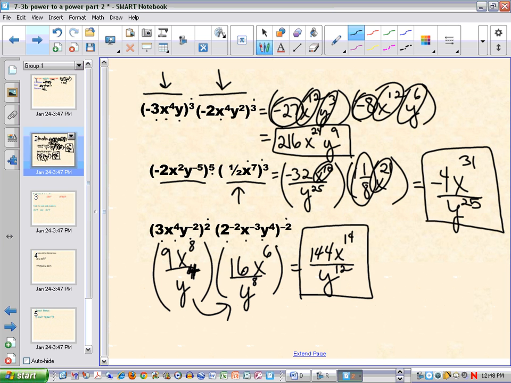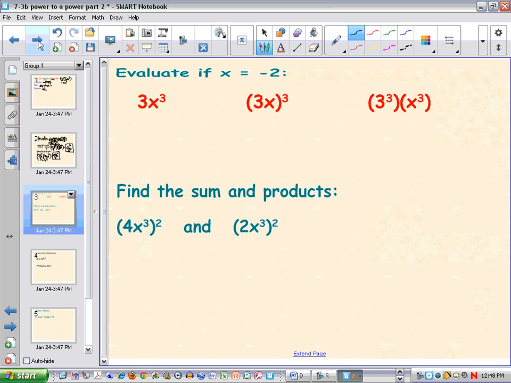All right. So now we're substituting in -2. Remember my tip. When you're substituting a value in, use your parentheses. So that's really 3 times -2 cubed. The cube only applies to the -2. So that's 3 times -8. So that'd be -24.